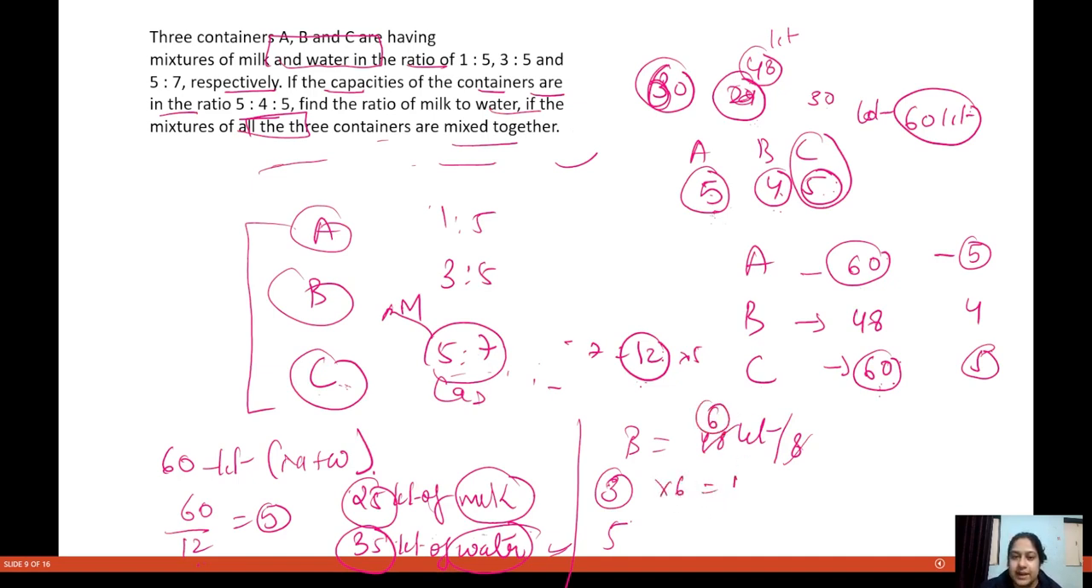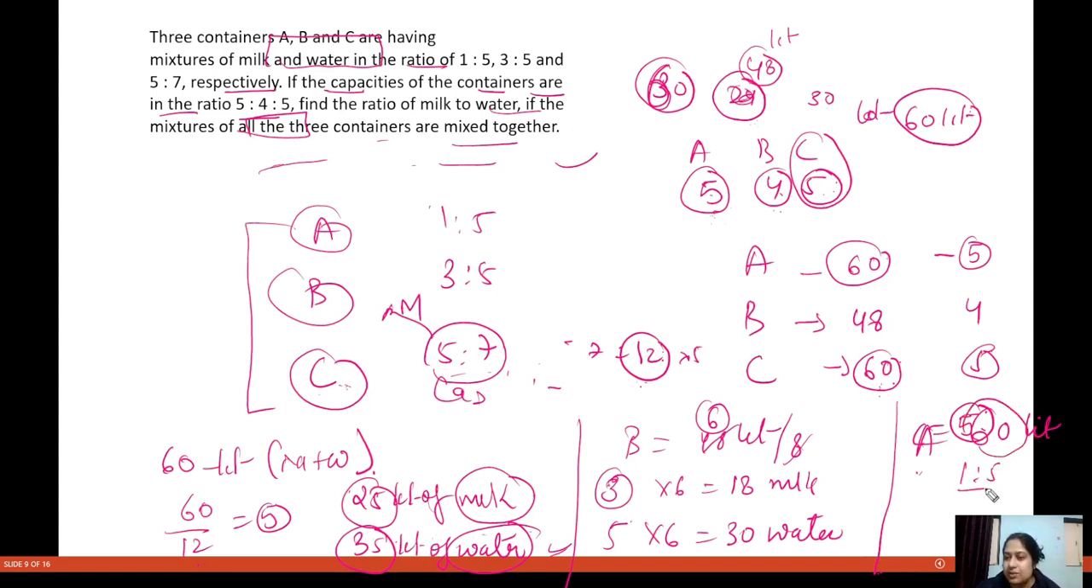And again you have C is equals to 5. So in this A container, you have 60 liter of mixture, and the ratio is 1 is to 5. So when you do this, you will divide by 6, so that means 10 liter. So you have 10 liter of milk and how much liter of water? 50 liter of water.